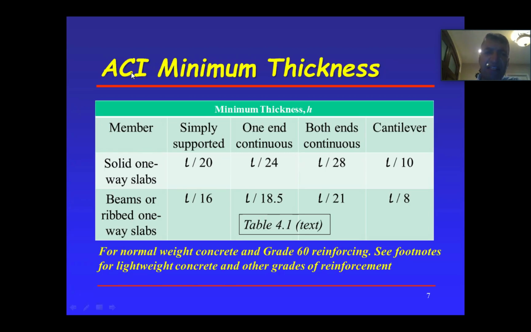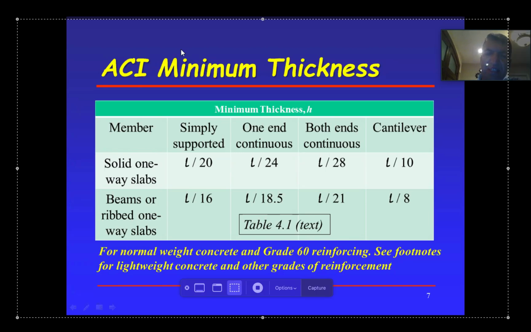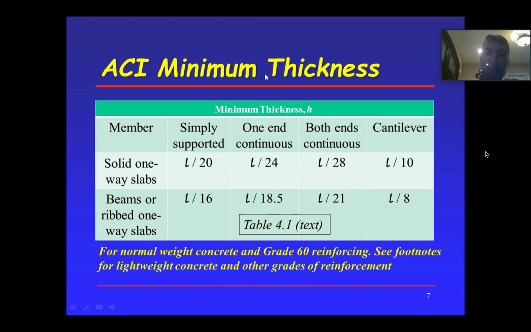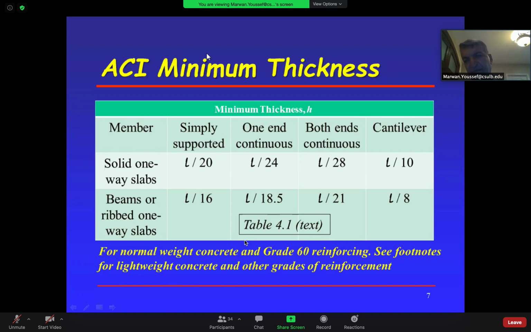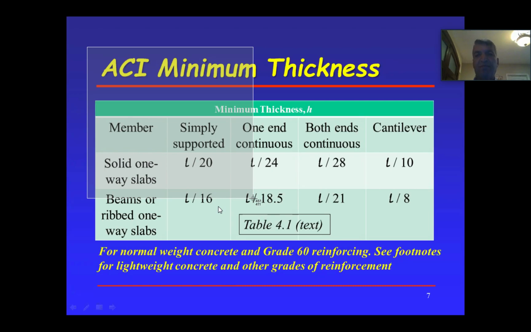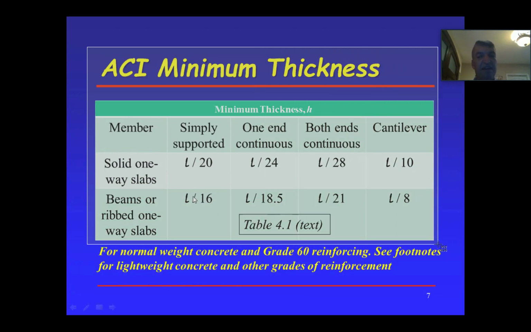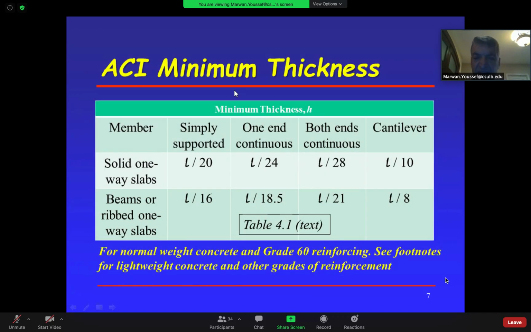So this is the ACI minimum thickness. If you use this table to find the thickness, this is a minimum thickness. You can go over that, but even if you use the minimum, you don't need to worry about deflection. All right, that means these numbers have been beefed up to take care of that. This is very, very important. And we've used it to size the slab thickness and the beam thickness. So you should know that now.